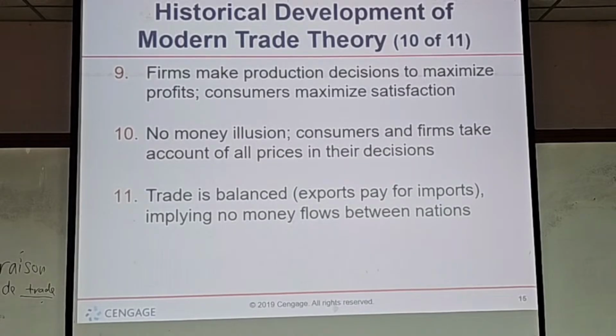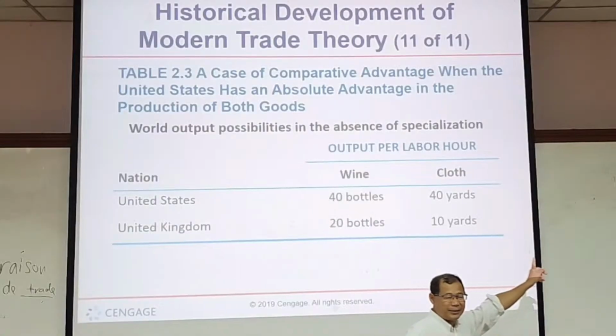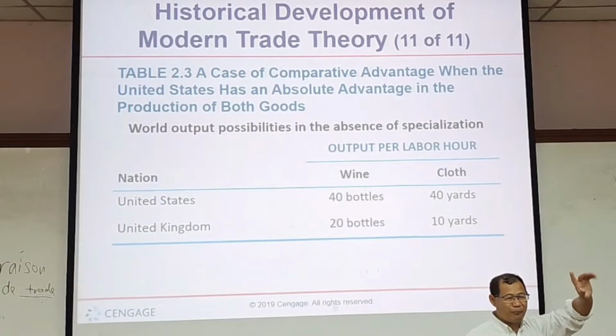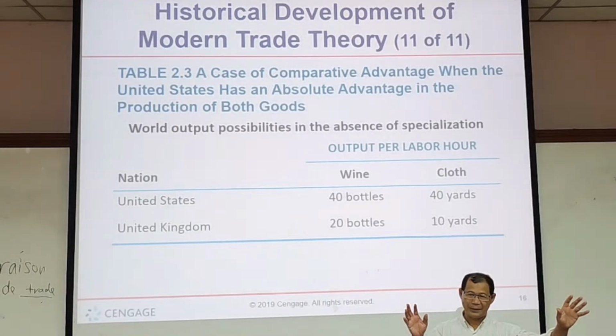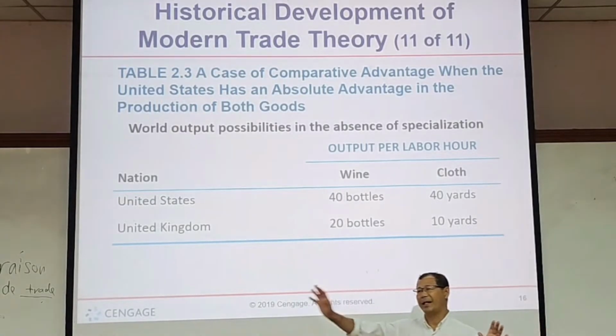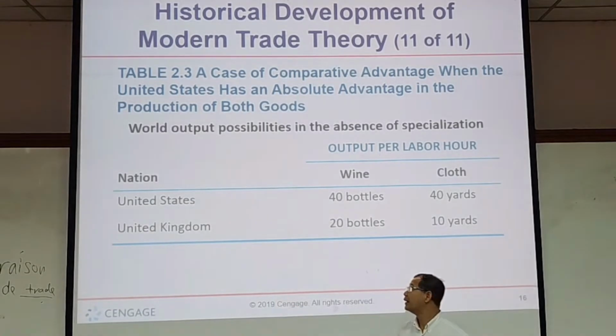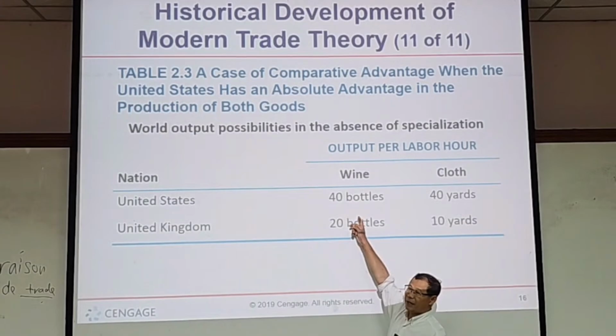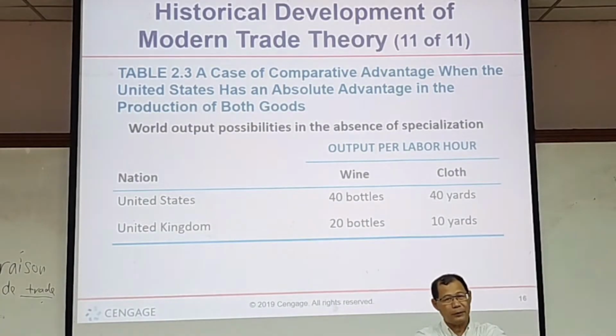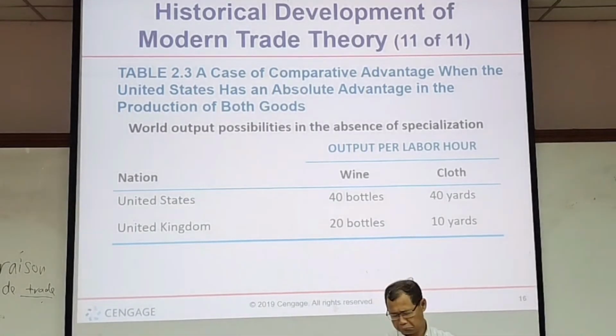Absolute advantage in trade: the abnormal case. The normal case is one country having absolute advantage in a product. In this case, the United States has absolute advantage in absolute first. According to Smith, trade is not going to happen.